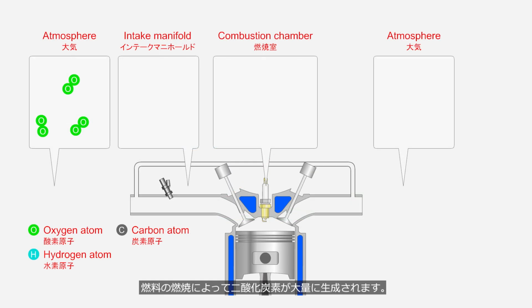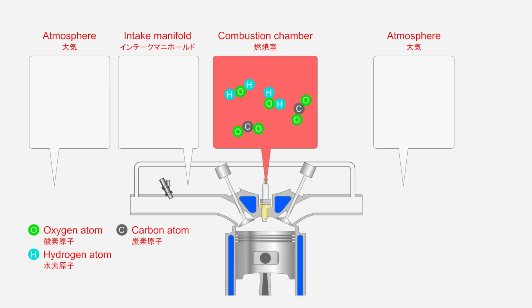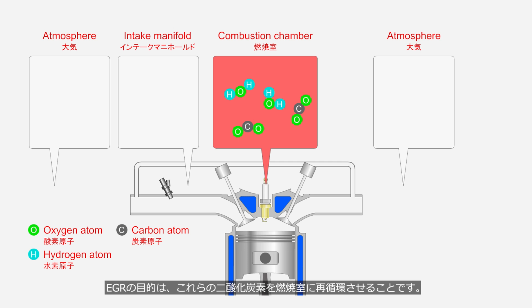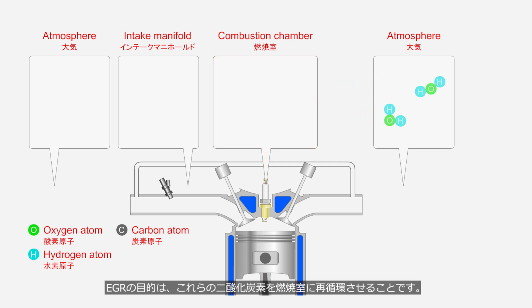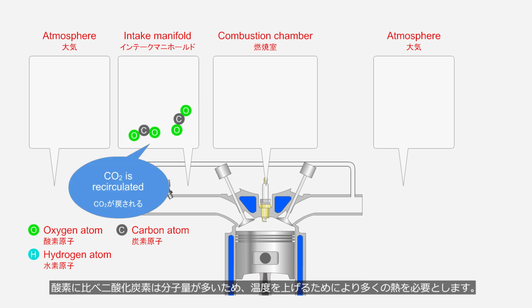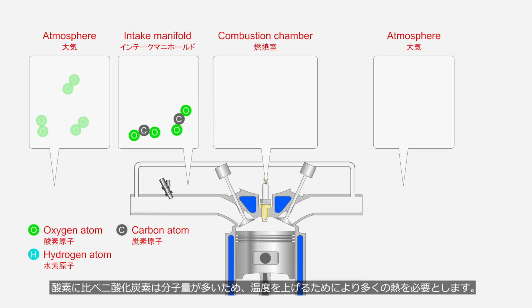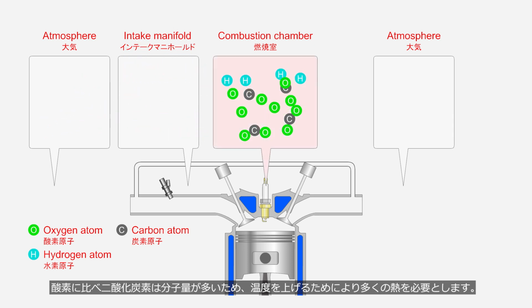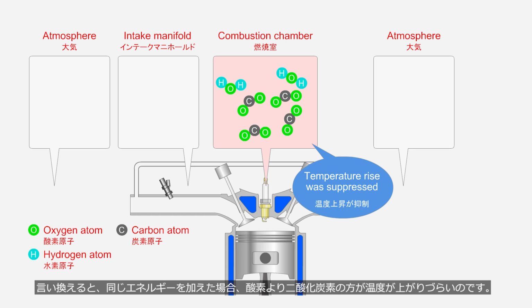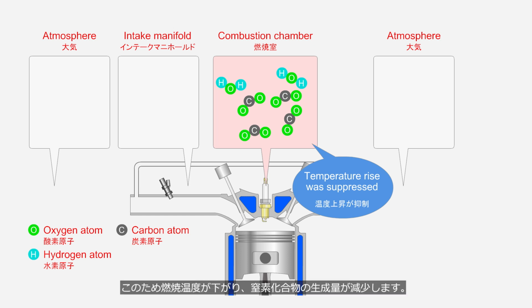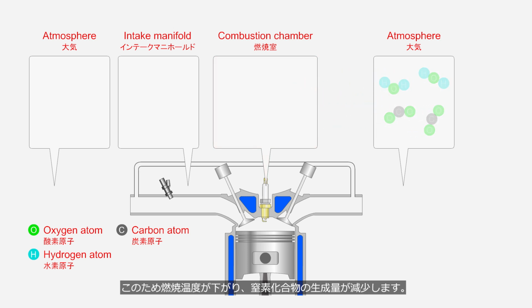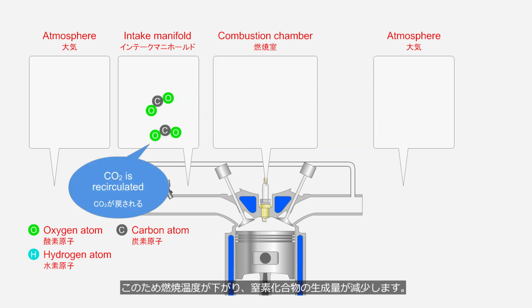A large amount of carbon dioxide is generated by the combustion of fuel. The purpose of EGR is to recirculate these carbon dioxide gases back into the combustion chamber. Compared to oxygen, carbon dioxide has a higher molecular weight, so it requires more heat to raise its temperature. In other words, when the same amount of energy is applied, carbon dioxide's temperature increases less than that of oxygen. As a result, the combustion temperature decreases, reducing the production of nitrogen compounds.